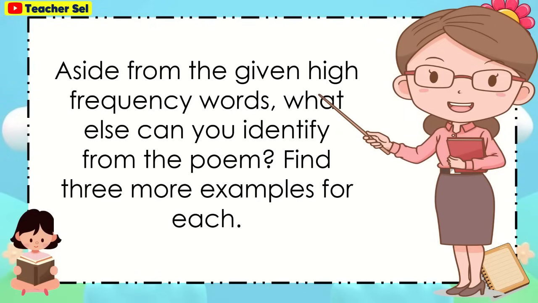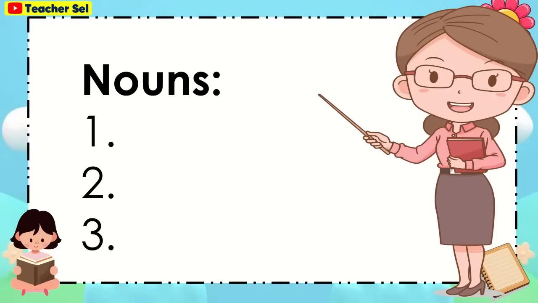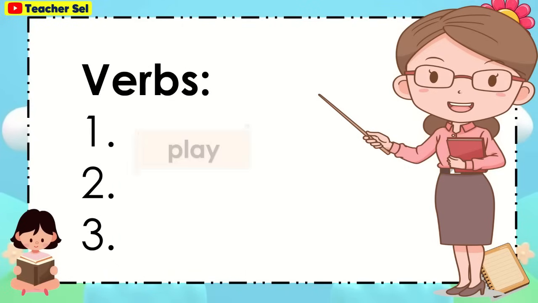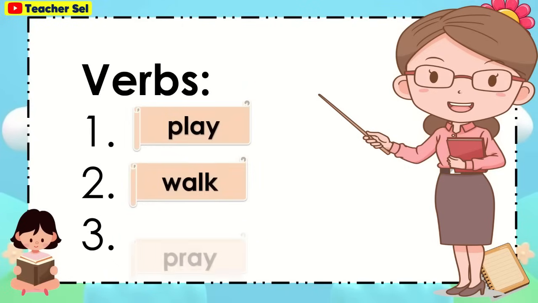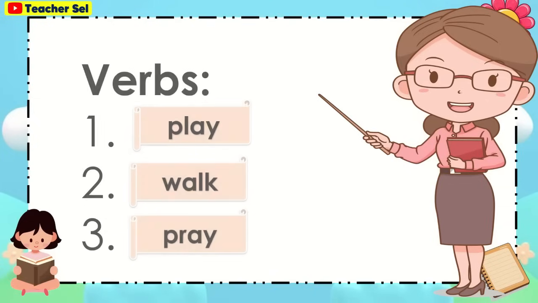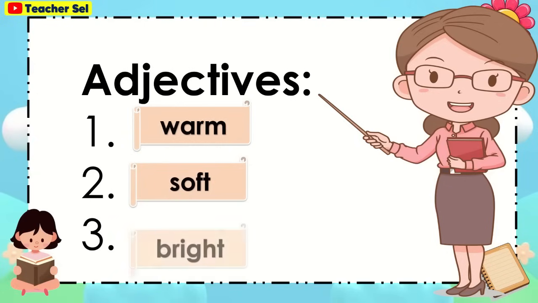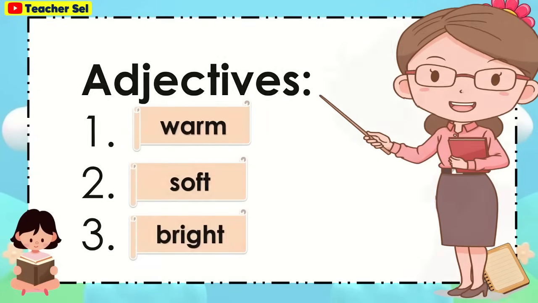Aside from the given high-frequency words, what else can you identify from the poem? Find 3 more examples for each. For nouns, kitten, garden, stars. Verbs, play, walk, pray. Adjectives, warm, soft, bright.